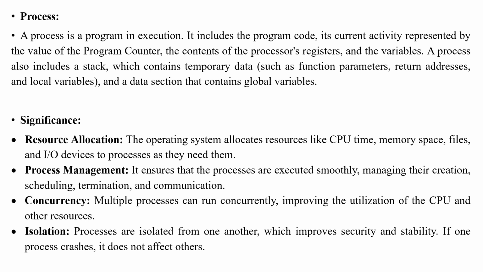A process includes a stack, which contains temporary data such as function parameters, return addresses, and local variables, and the data section that contains global variables. Its significance lies in resource allocation, process management, isolation, and concurrency. The operating system allocates resources like CPU time, memory space, files, and input-output devices to processes as they need them.